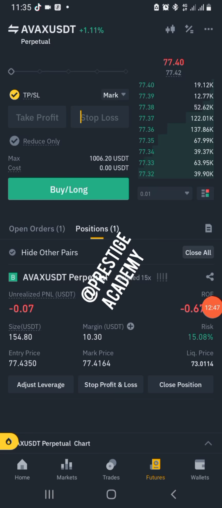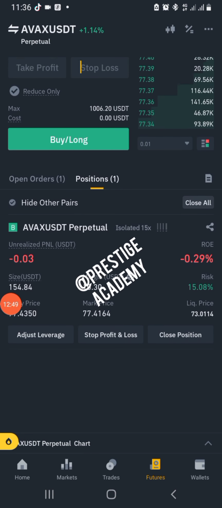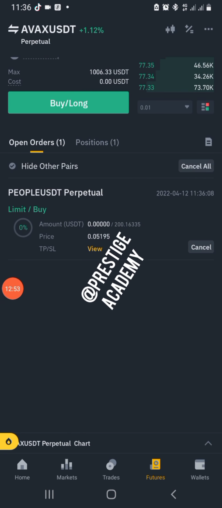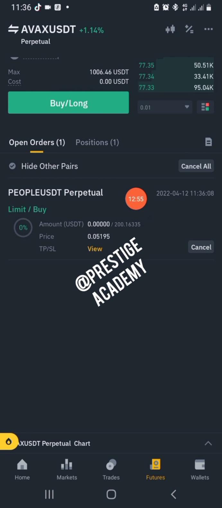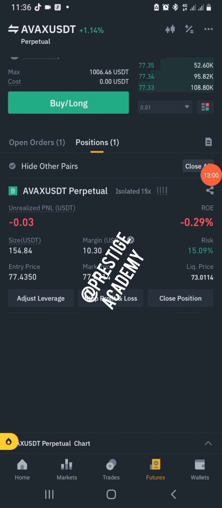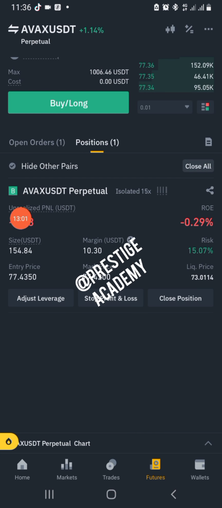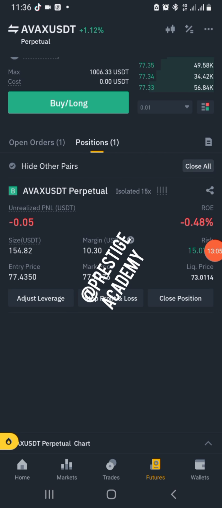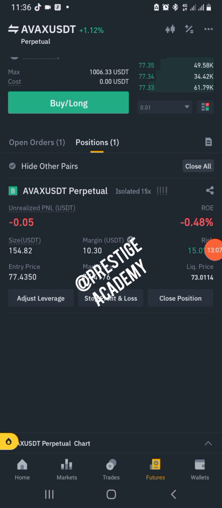It will actually peak. Now our pair USDT has not peaked, so it will keep remaining here. Like I said, it will keep waiting until it drops to this entry and it will peak. Now like I said, this is the loss. We are in 0.03 loss, and then on minus 0.48% loss.